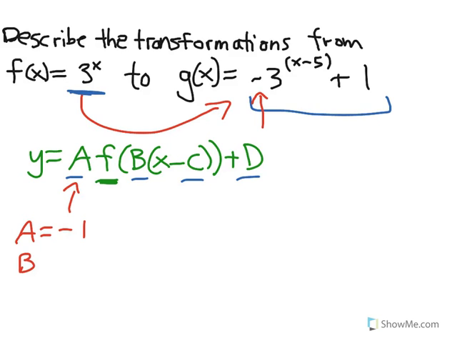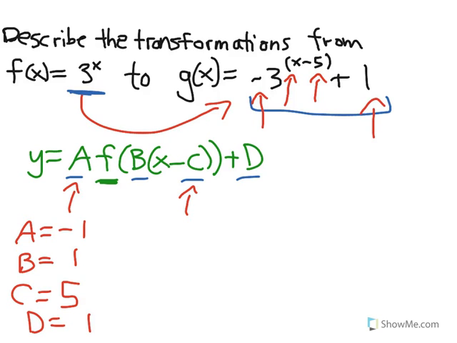B, there is no b value. B is always multiplied to the x, so we can see here that there's nothing multiplied to the x. C, though, is subtracted from the x, and we have c equals 5. So b equals 1, c equals 5, and b is basically ignored because 1 has no impact, and d equals 1, we can see at the end there, plus 1.